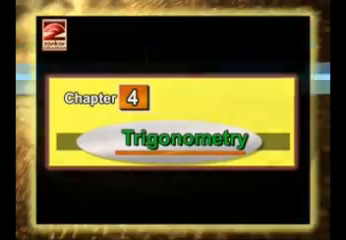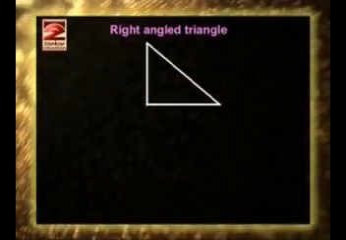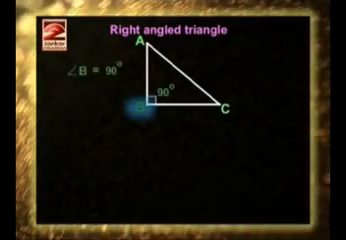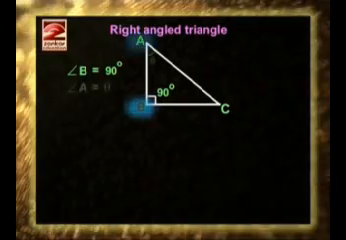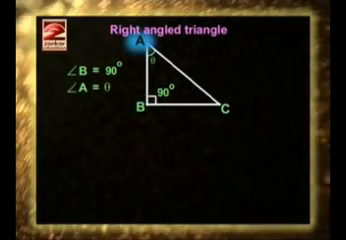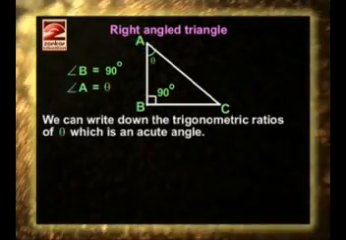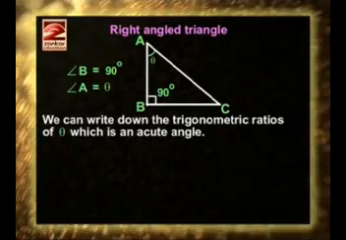Chapter 4 Trigonometry. This is a right angle triangle ABC where angle B is equal to 90. So, if angle A is equal to theta, we can write down the trigonometric ratios of theta, which is an acute angle.